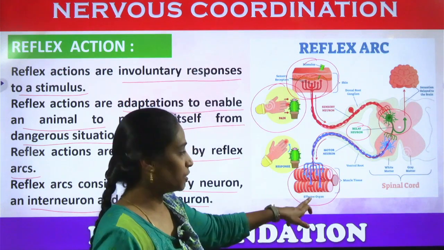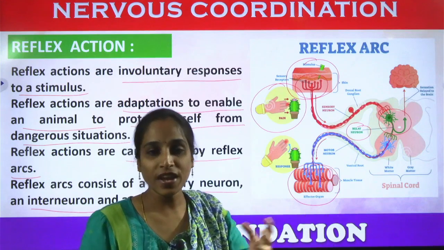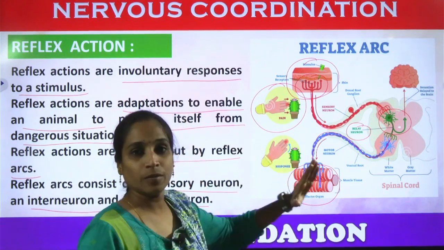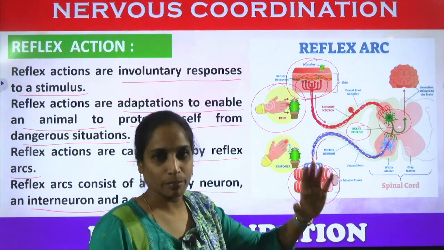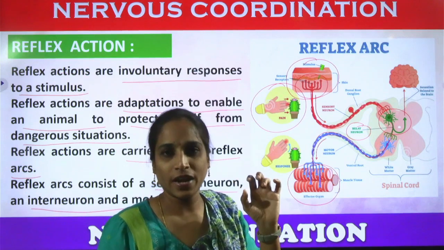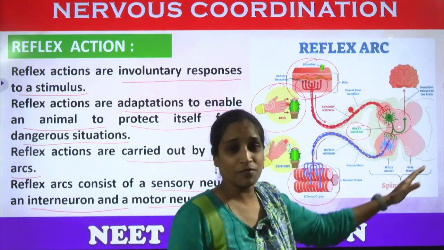Now the effector organ's duty is to give the reaction. So what is the reaction? Immediately withdrawing the hand back. Within a fraction of a second we will be drawing our hand back. That is the signal given by the reflex arc.